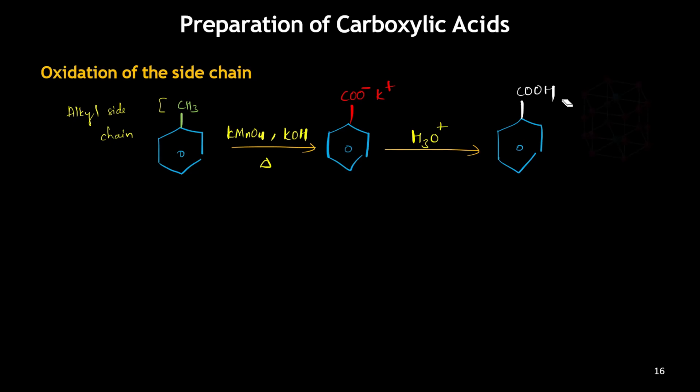And in between you have an intermediate. Here we will be using the oxidizing agent, potassium permanganate, KMnO4, and KOH, potassium hydroxide, and heating this process. You will get an intermediate called potassium benzoate. Remember this. This is potassium benzoate, which is an intermediate, and you will get the final product, benzoic acid.